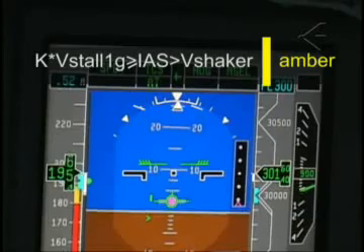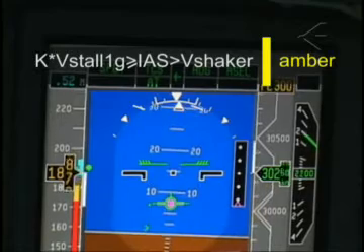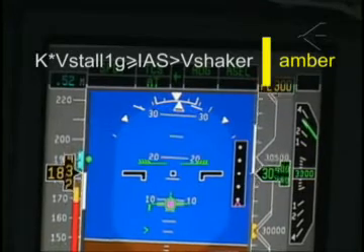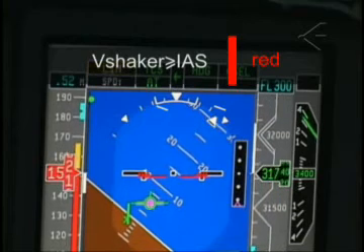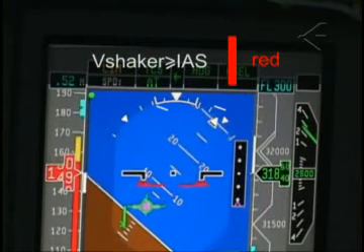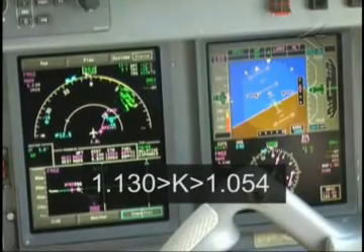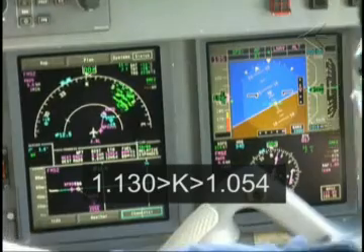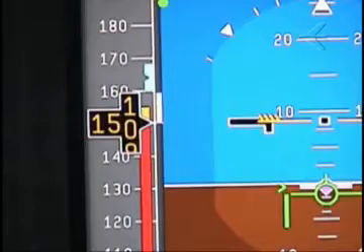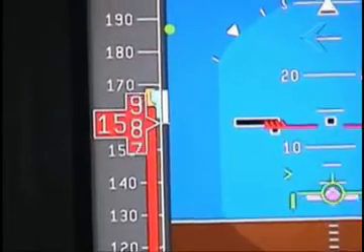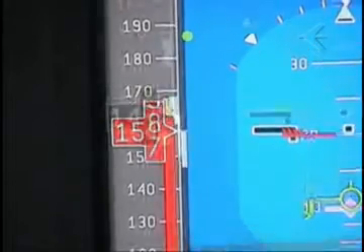The low speed awareness tape turns amber from the stall speed, multiplied by a K factor, down to a stick shaker speed. It is red at or below the shaker firing speed. The K factor depends on the airspeed and varies between 1.13 and 1.054. Flying within the amber range means flying close to the stick shaker speed. Reaching the top of the red range means that the shaker is activated.